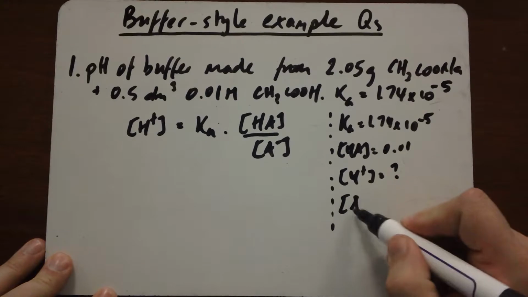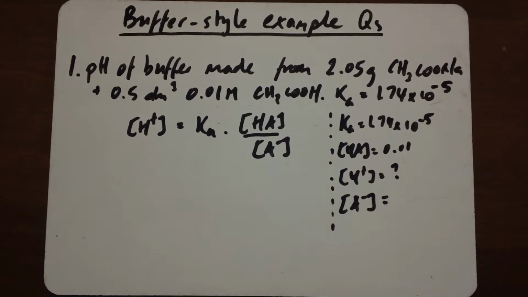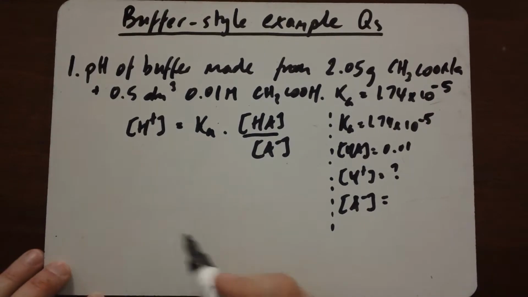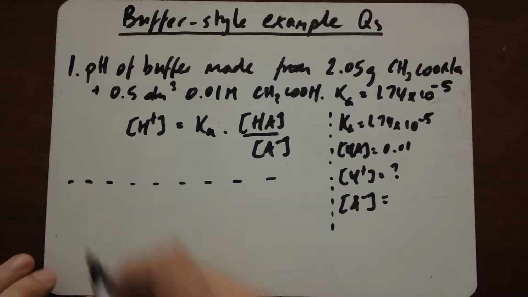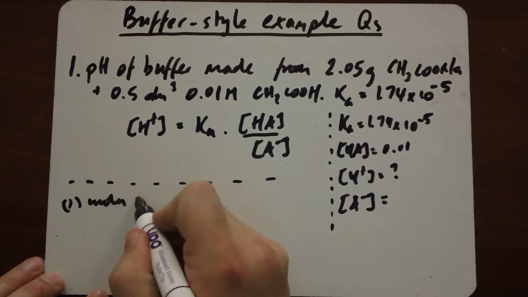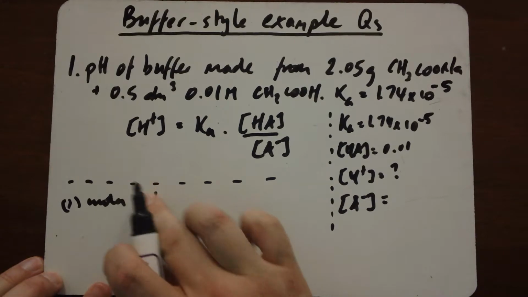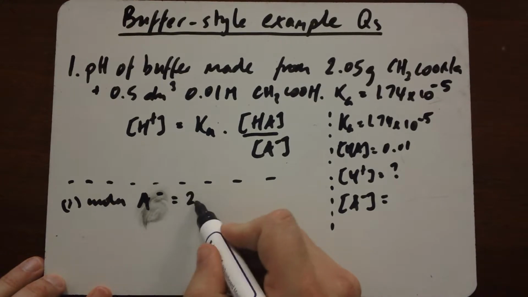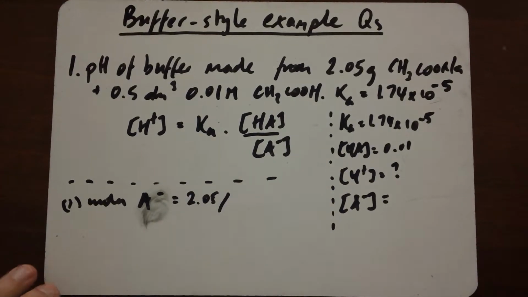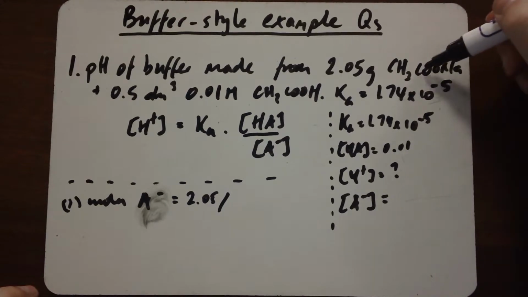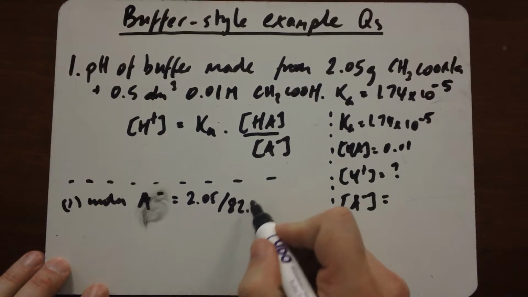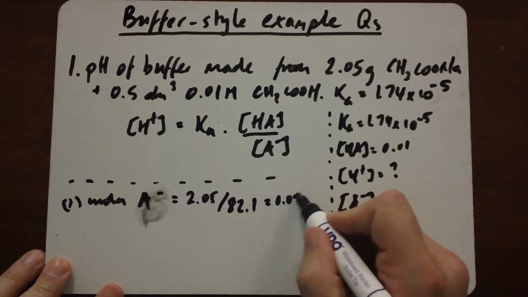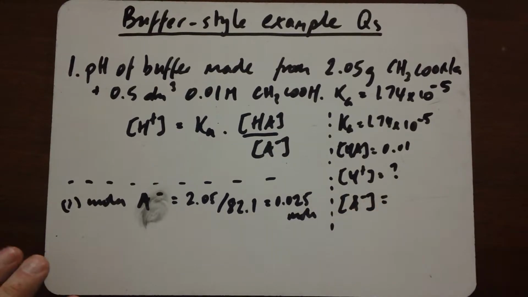So we need to work out the number of moles. Sorry, not the number of moles, the concentration of A minus before we do anything else. So, first thing to do, work out the number of moles of A minus, which is this here. So that's going to be equal to 2.05 divided by the MR of the sodium ethanoate, which is 82.1, and we get 0.025 moles.